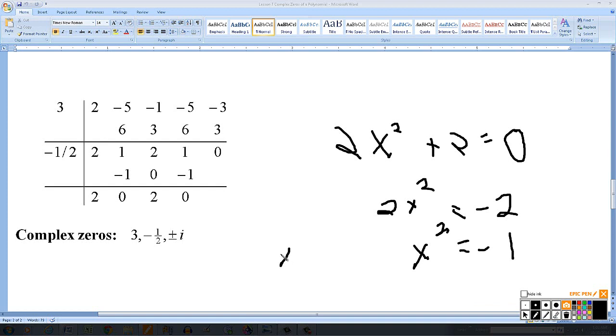And then I would just take the square root, plus or minus the square root of both sides, so it's plus or minus the square root of negative 1. But remember, the square root of negative 1, that's your i. So there it is. The complex zeros are 3, negative 1/2, and plus or minus i. That concludes this particular video.